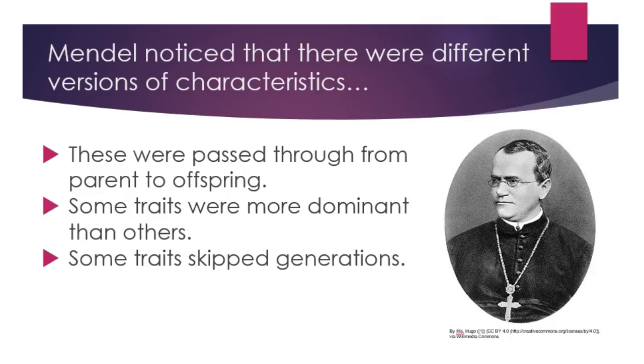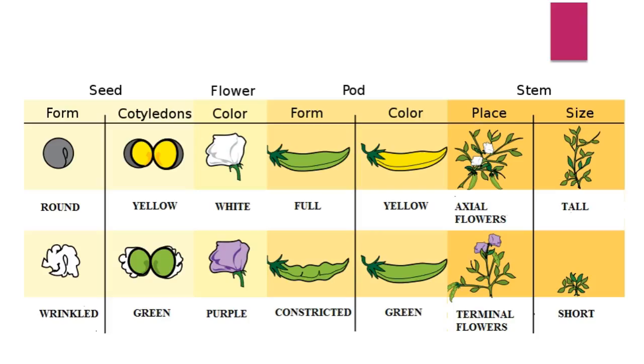Now, he loved studying pea plants and spent many years selectively breeding pea plants to look at the different genetic combinations and the traits that arose in the offspring. Now, he noticed a few things. He realized that traits were passed from parent to offspring, but some were more dominant than others. Some traits skipped generations. Here's a few of the things that Mendel noticed.